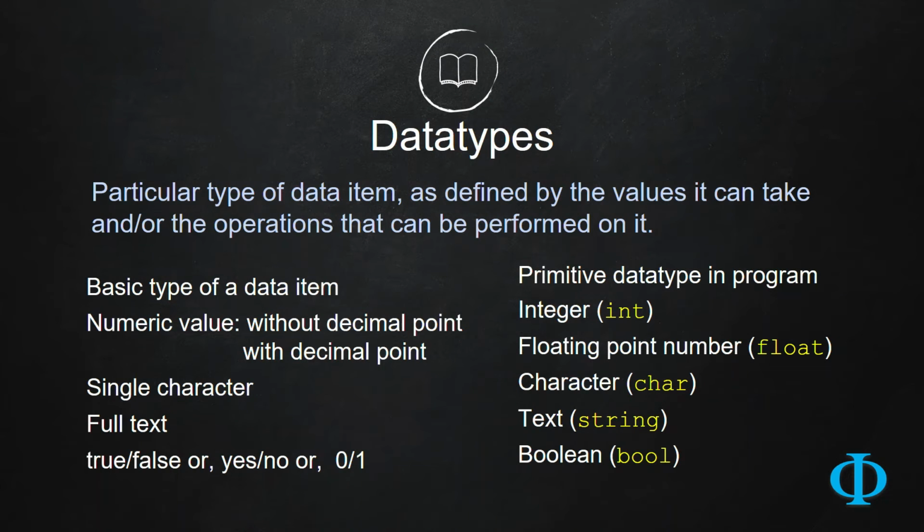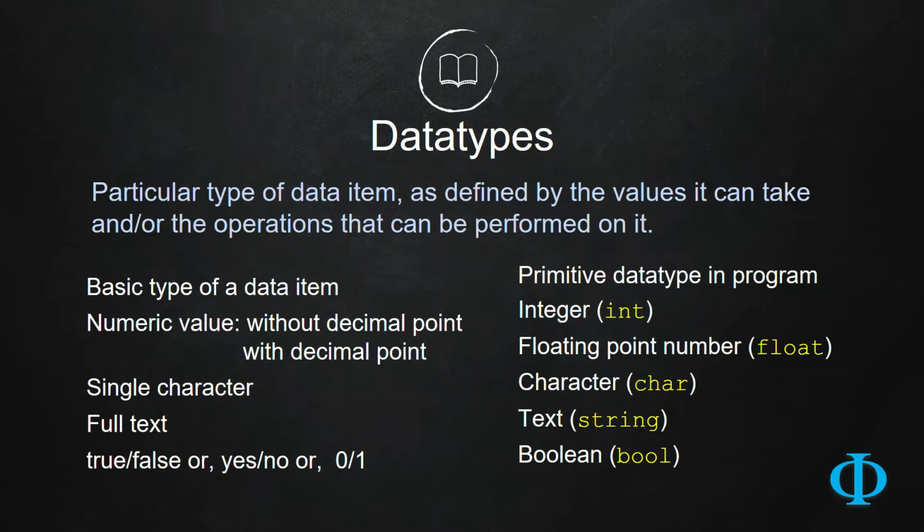So let's start with data types. A data type is a particular type of data item, as defined by the values it can take or the operations that can be performed on it. In C++, there are different types of data items supported.